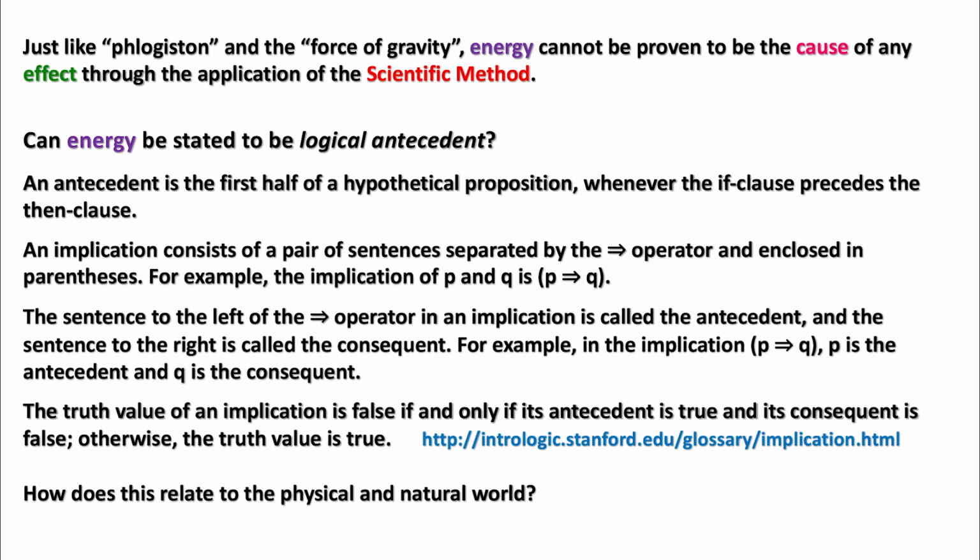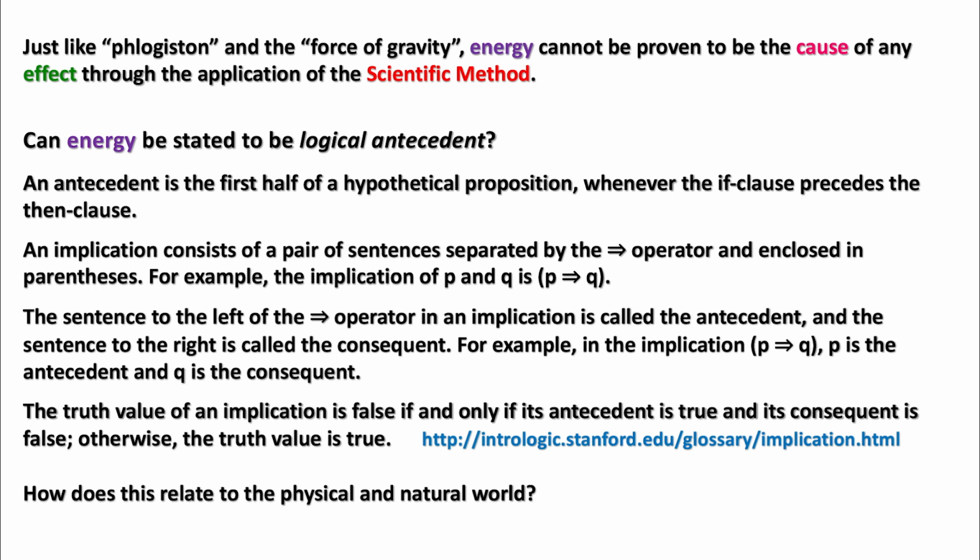An antecedent is the first half of a hypothetical proposition whenever the if clause precedes the then clause. An implication consists of a pair of sentences separated by the operator and enclosed in parentheses. For example, the implication of P and Q is P operator Q in parentheses. The sentence to the left of the operator in an implication is called the antecedent, and the sentence to the right is called the consequent. For example, in the implication, parenthesis P operator Q close parenthesis, P is the antecedent and Q is the consequent.